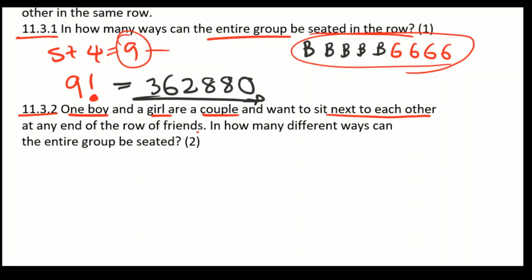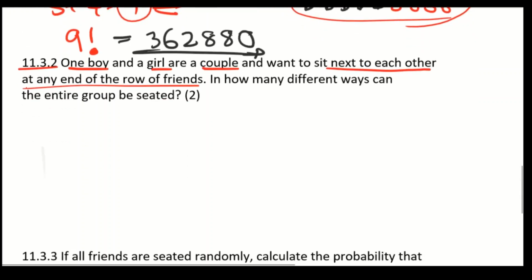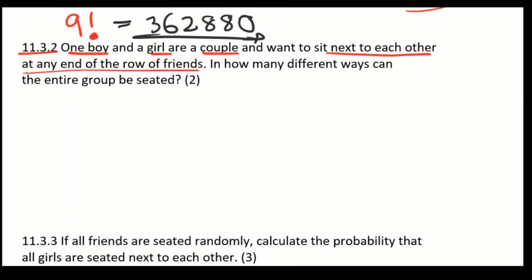So remember, you have friends. All of you are 9 in total. Remember, all of you are 9 in total. So it's still the same statement here. You're 9, but you just want to be seated next to your partner. That's what the statement says here. So in how many ways can the entire group be seated? Your aim is to sit next to your partner. You don't care about anything else.